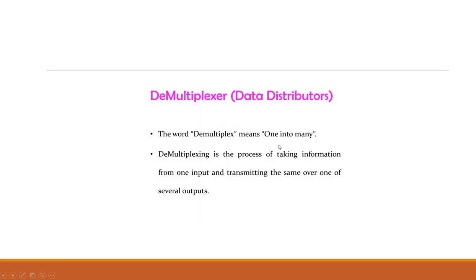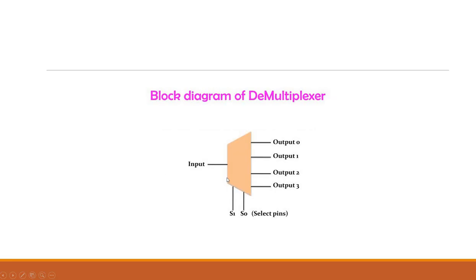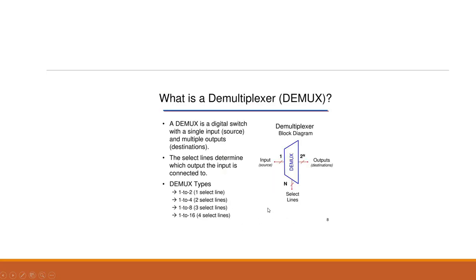The word demultiplexer means one into many. Demultiplexing is the process of taking information from one input and transmitting the same over one of several outputs. This is the block diagram of a demultiplexer. A single input is given and multiple outputs are obtained using the select lines S1 and S0. A demultiplexer is a digital switch with a single input and multiple outputs. The select line determines to which output the input is connected.